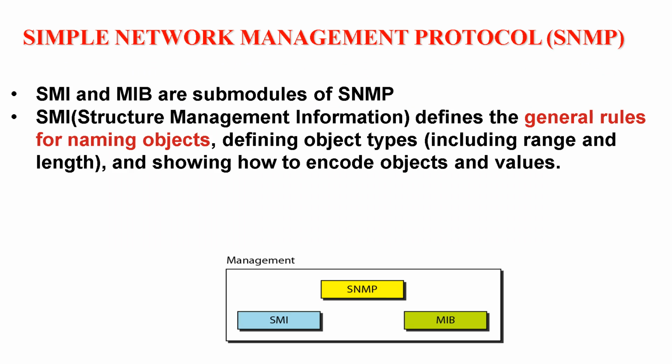So SNMP is having two different submodules. One is SMI, another is MIB. SMI and MIB, these are the submodules of SNMP. And the activities of SMI submodule is to define the general rules for naming the objects, how to define the objects, and showing how to encode the objects and its value.